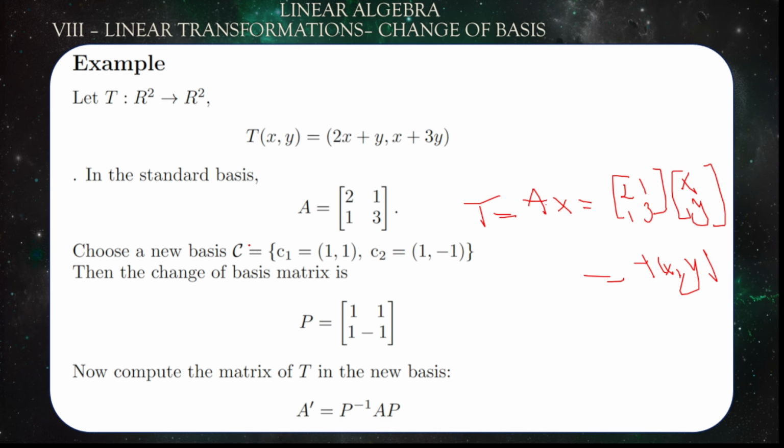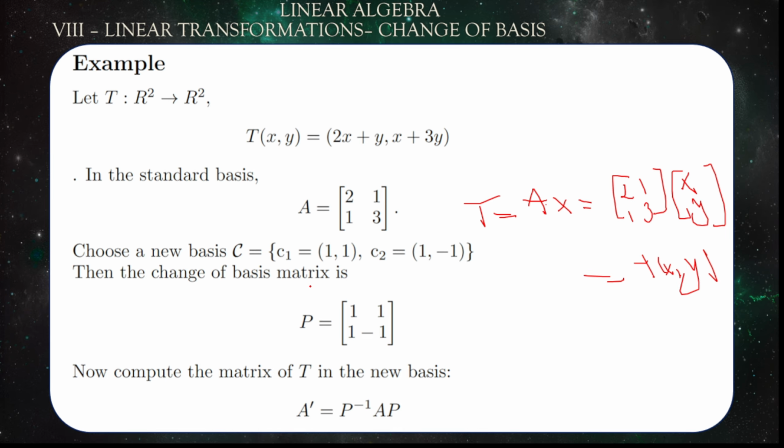Now, to write the transformation, choose a new basis C. Okay, let us choose a new basis. Let's say the new basis is C1 equal to (1, 1) and C2 is (1, -1). Then the change of basis matrix is, what is the change of basis matrix? It is C1 and C2 placed as columns.